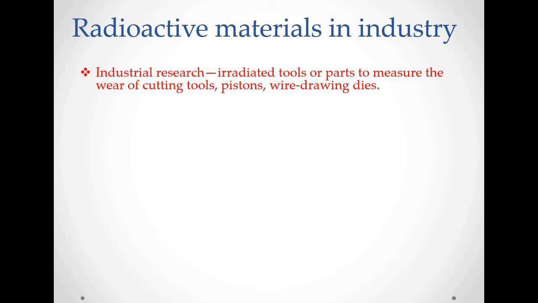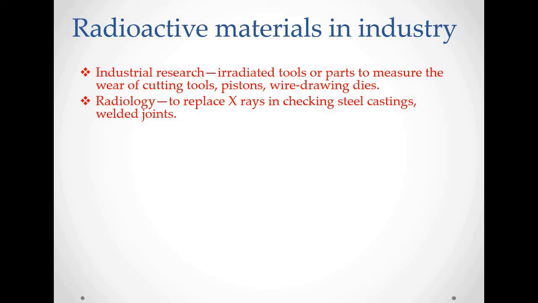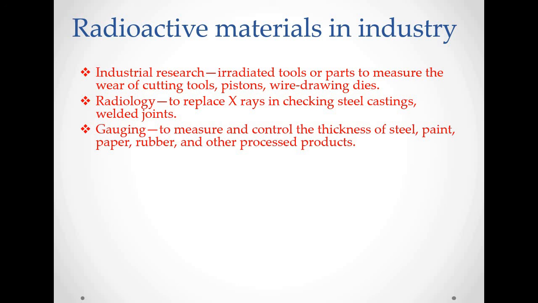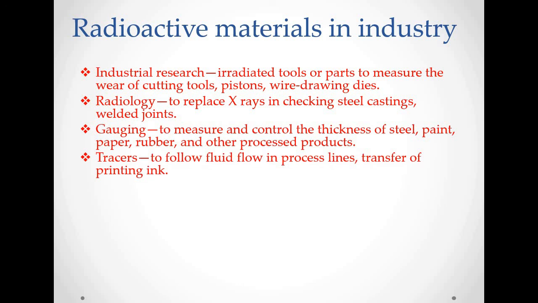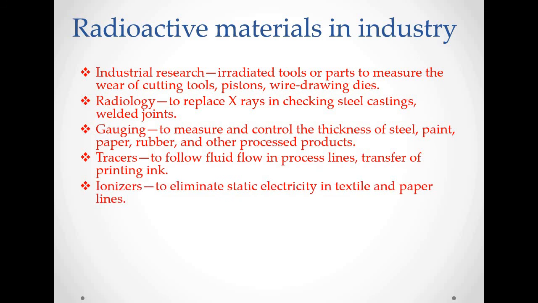Industrial research: irradiated tools or parts to measure the wear of cutting tools, pistons, wire drawing dies. In radiology industries, to replace x-rays in checking steel castings and welded joints. In gauging, to measure and control the thickness of steel, paint, paper, rubber and other processed products. As tracers, to follow fluid flow in process lines, transfer of printing ink.